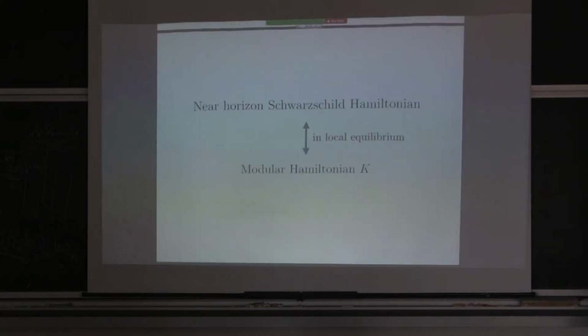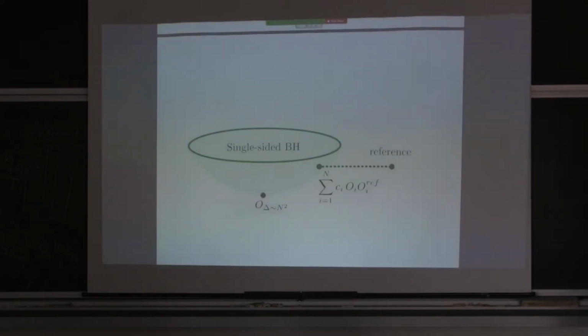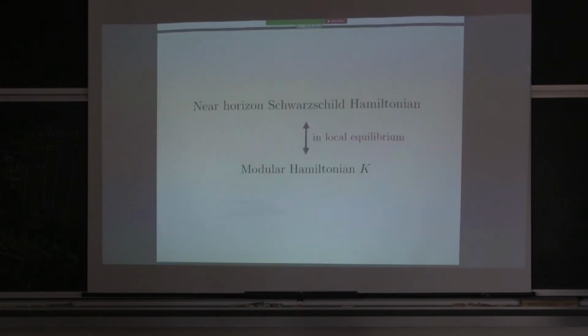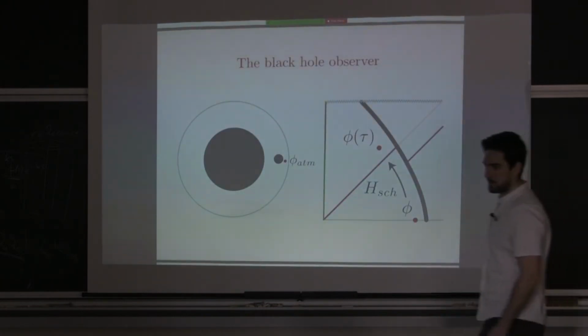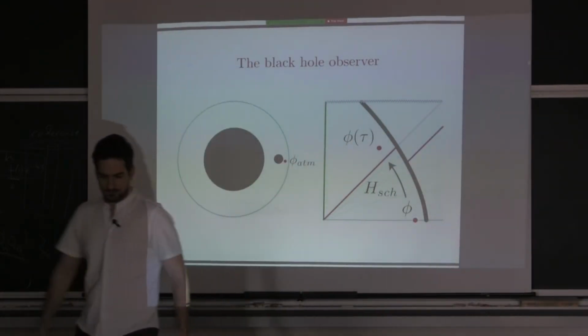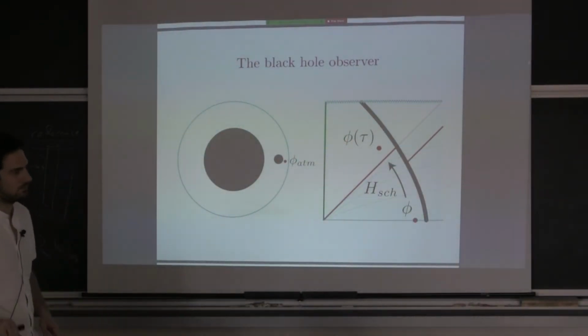Yes? That was a great picture. Can you keep that one? This one? No, with the big dot and the small dot. So presumably I can use some symmetry transformation to move the big dot to the boundary and the small dot in the middle.